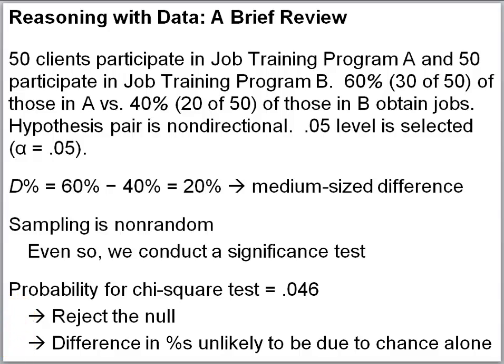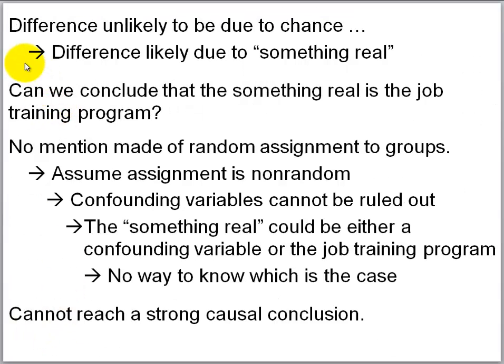We conclude that the difference in percentages between A and B is unlikely to be due to chance alone. So another way to think about the difference being unlikely to be due to chance alone is to think instead the difference is likely indeed due to something real. I mean, if it's unlikely to be due to chance, it's likely due to something real. So the question comes up, what is that real thing that is causing our result? And in particular, can we conclude that the something real is the job training program, which is to say A being more effective than B?